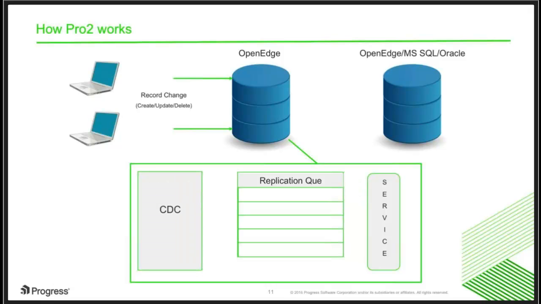CDC will work very much in the same way. However, instead of using replication triggers, Pro2 will utilize the database-managed CDC table. In this case, a service monitors the CDC table, and when a new CDC record is present, the process will insert a record into the replication queue. Everything from this point forward remains as I previously described, except that the CDC record is also removed or flagged once successfully replicated. Again, how this works is customizable by you, as are most things within Pro2.